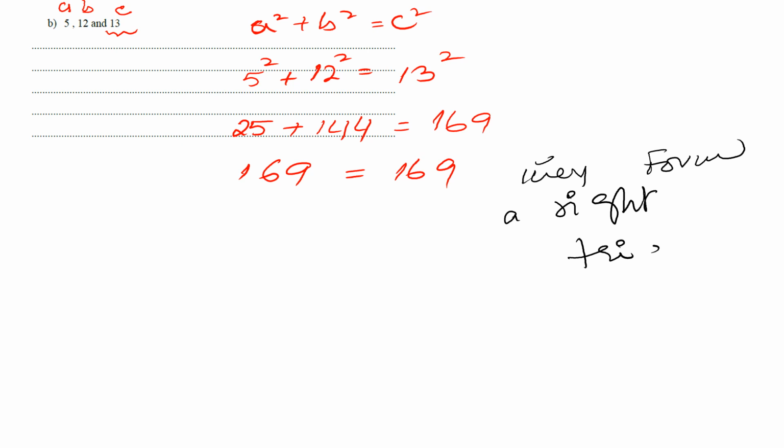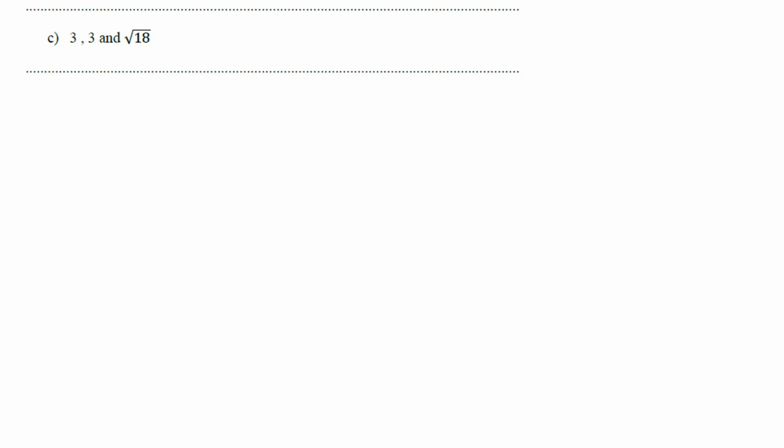Okay, so always take the two shortest sides as A and B to prove your theorem, and the longest side as C. Now next question: 3, 3 and square root of 18. Again, 3 is the shortest side. So let's say this is A and this is B and this one, square root of 18, is C.